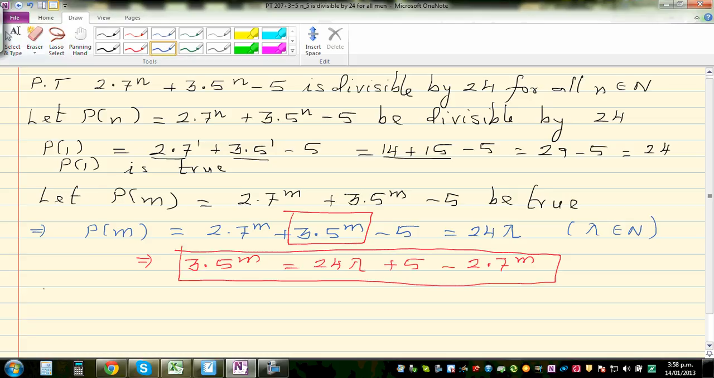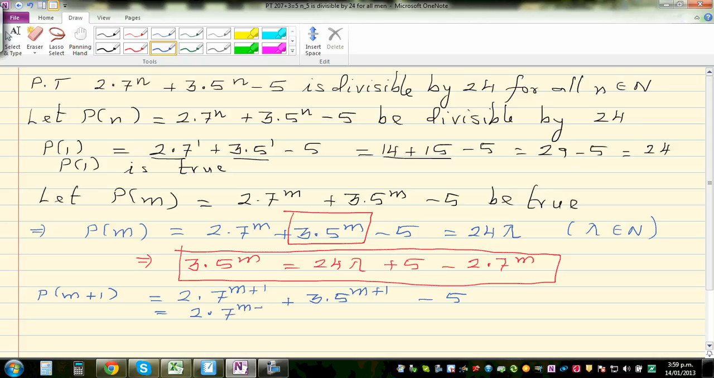Okay, so now what is P of m plus 1? This is the main proof. So if this is P of m, 2 times 7 to the power m plus 3 times 5 to the power m minus 5, then P of m plus 1 would be the same thing, but in place of m, you're going to replace it by m plus 1. So this is 2 times 7 to the power m plus 1 plus 3 times 5 to the power m plus 1 minus 5.